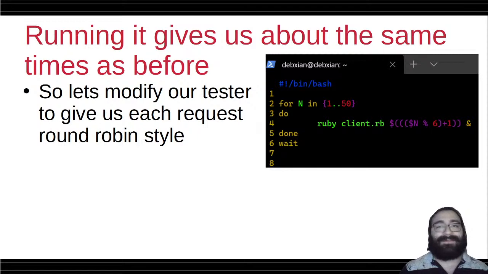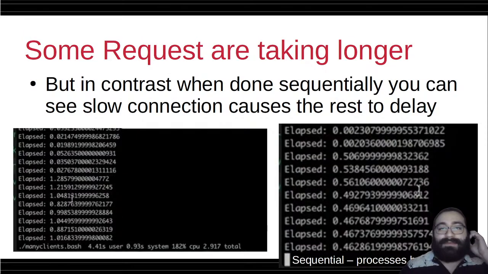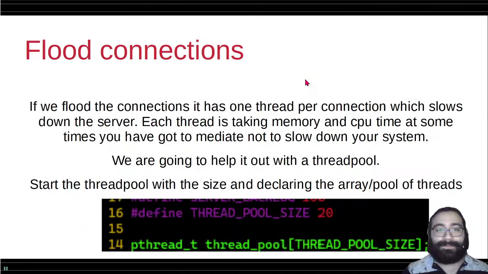Running it gives us about the same time as before, so we need to modify our tester to give us each request round robin style, to see better what's going on. So we can see that some requests are taking longer, and these are the bigger requests. But when done sequentially, you can really see the slow connections cause the rest to start delaying. Here on the right, it's 0.2, then the next one's 5, and they start delaying.